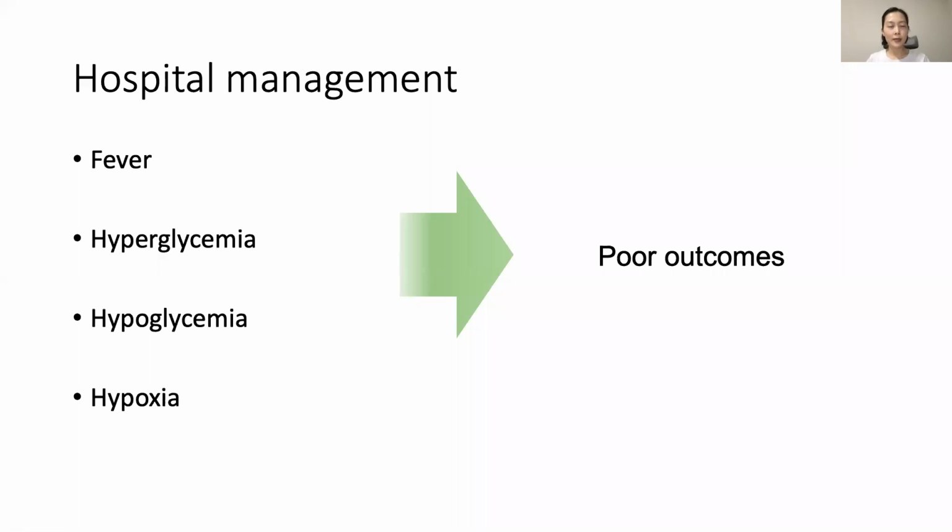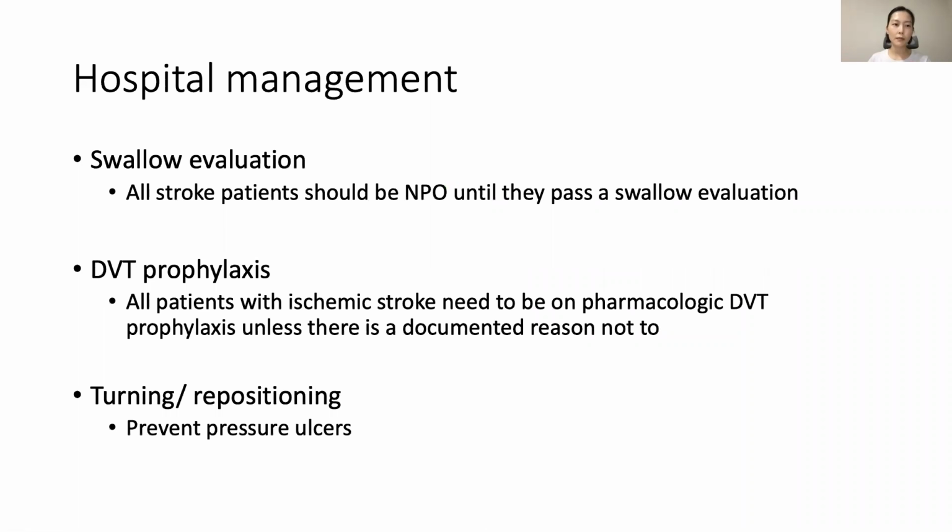And then when it comes to supporting a patient through their stroke, we have proven data that fever, hypoglycemia, and hypoxia lead to poor outcomes and poor recovery after a stroke. So these are things that we want to pay attention to and treat proactively. And then all stroke patients need to have a swallow evaluation before they are given anything by mouth.